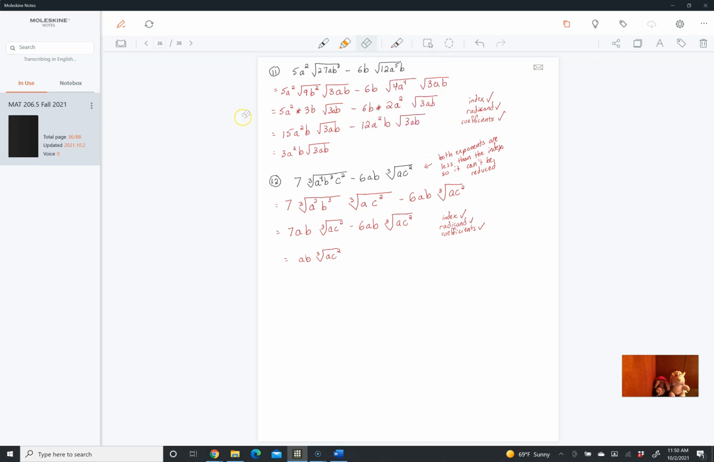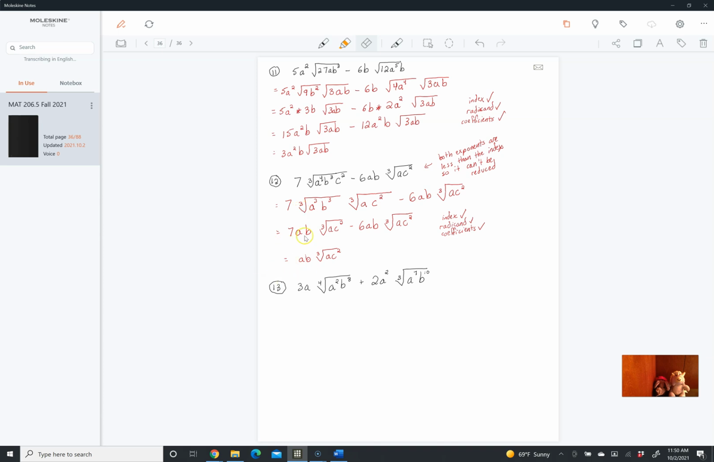Okay, let's do one last one. 3a times the 4th root of a squared b to the 8th plus 2a squared cube root of a to the 7th, b to the 10th.